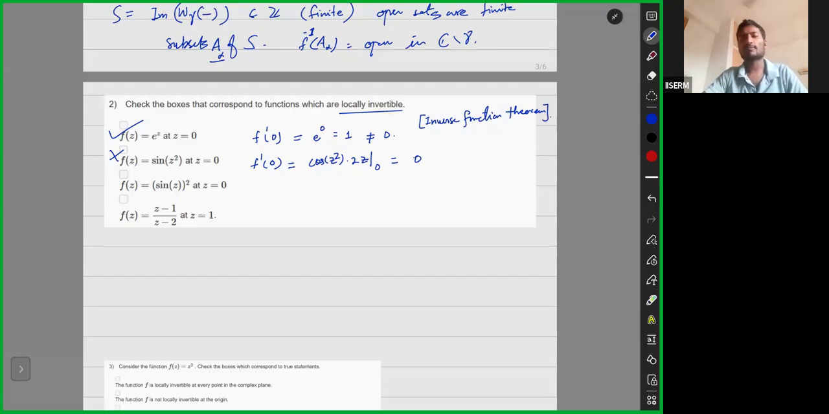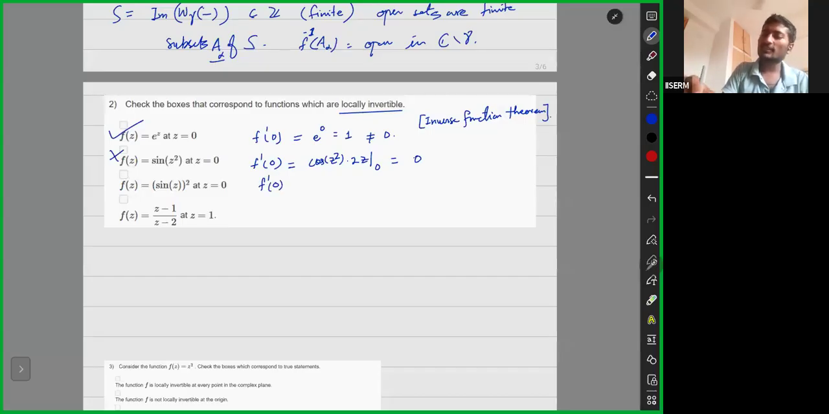So f prime in a neighborhood is non-zero everywhere in that neighborhood, and it becomes a one-one function there, and it becomes holomorphic and biholomorphic, meaning it has an inverse and the inverse is also holomorphic. If f prime at some point is 0, it is not one-one there. In any neighborhood it is not one-one. So we are going to use that, and we see that the second option is incorrect. What about the third option?